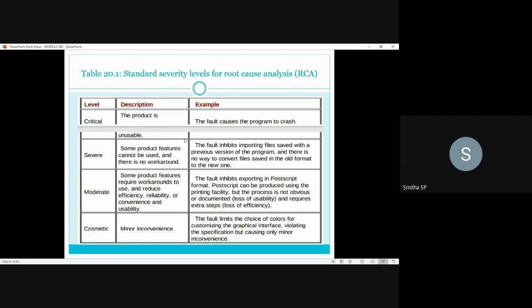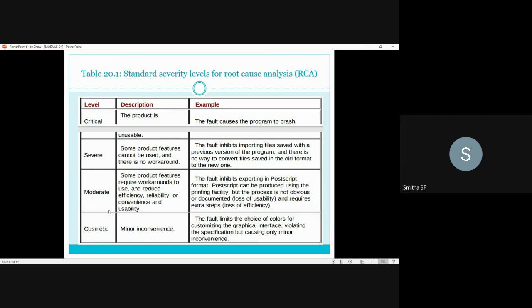In the sense, here they are taking one example of the GUI, graphical user interface, where it is limiting the choice of colors for customizing the GUI, so that you are violating the specification, but it is causing only minor inconvenience in the usage of the product. So that is about the cosmetic level of fault. Here we have discussed four levels of fault: critical, severe, moderate, and cosmetic.